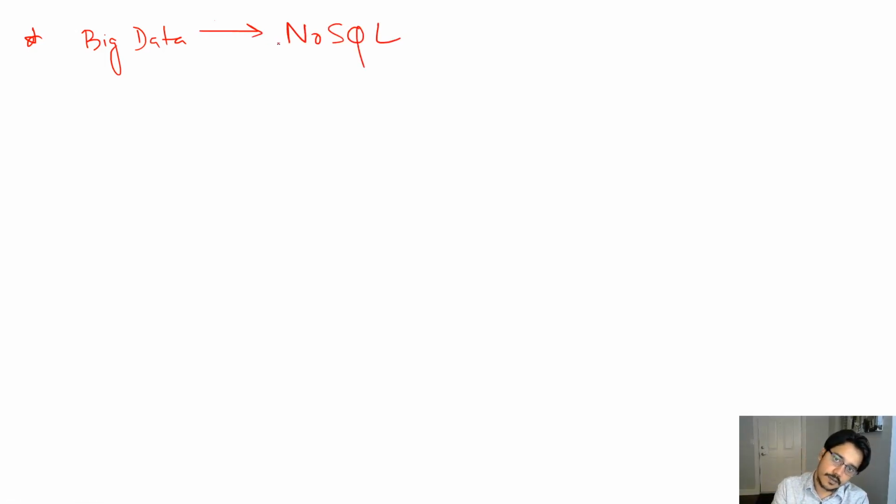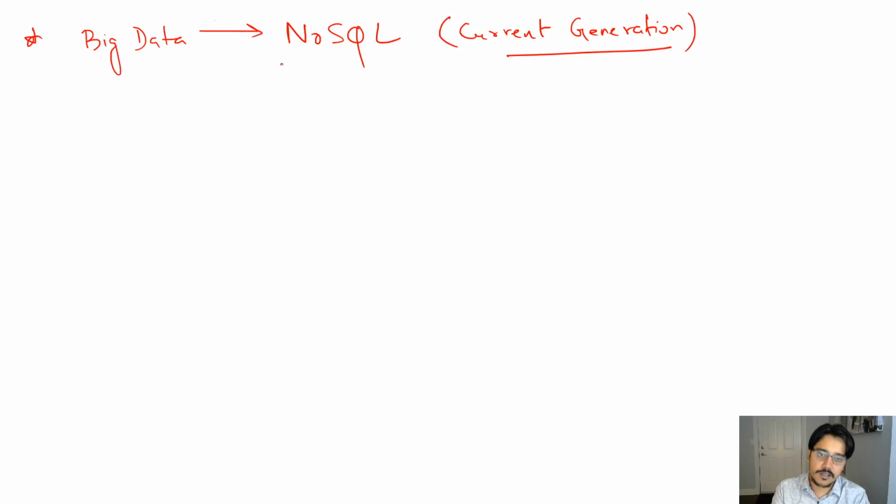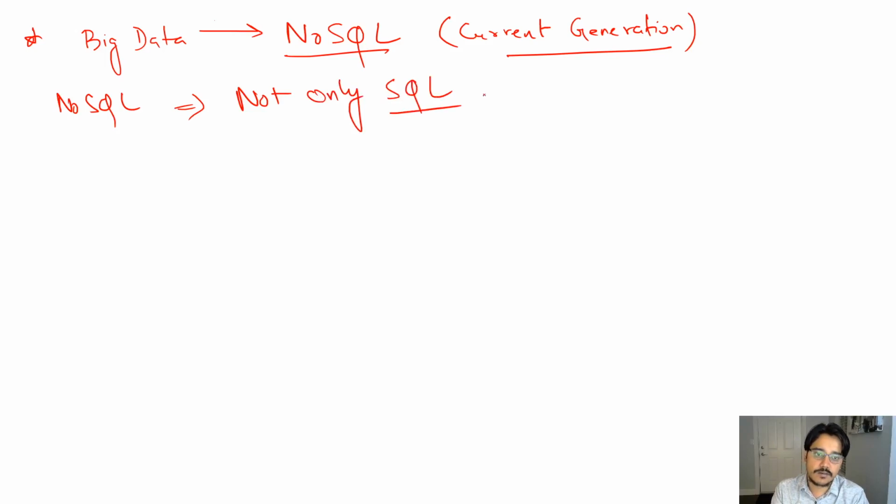So the final data model that we have is the big data, which uses basically the NoSQL models, right? These are mostly the newer ones, the current generations. Just keep in mind that NoSQL does not stand for "SQL is not present", but it is basically a representation of saying "not only SQL." So it has more than that.